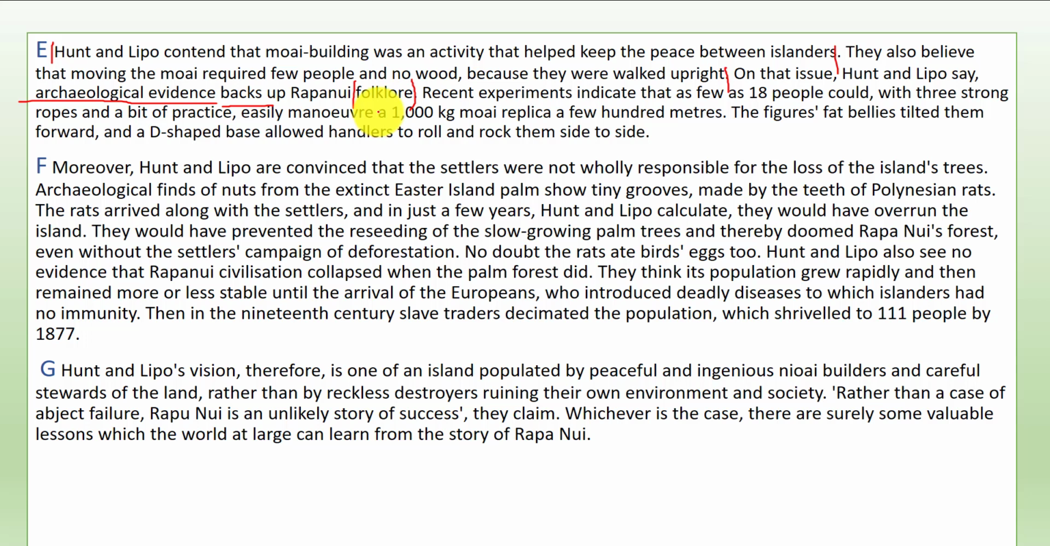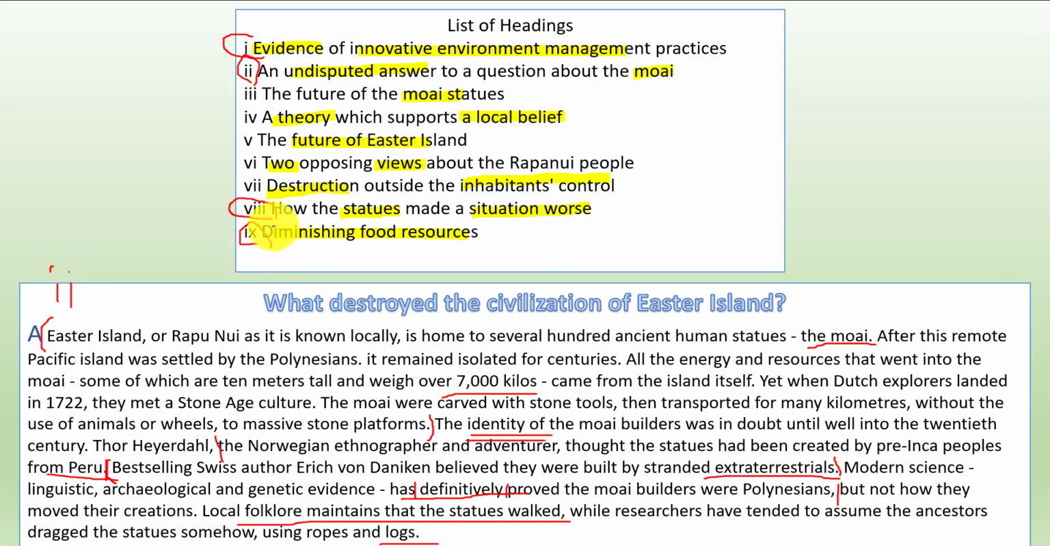It is very important to be able to recognize the definition of some words and be able to paraphrase with them. Backs up also could be paraphrased with support. Archaeological evidence could be paraphrased with a theory, okay? A theory which supports a local belief.